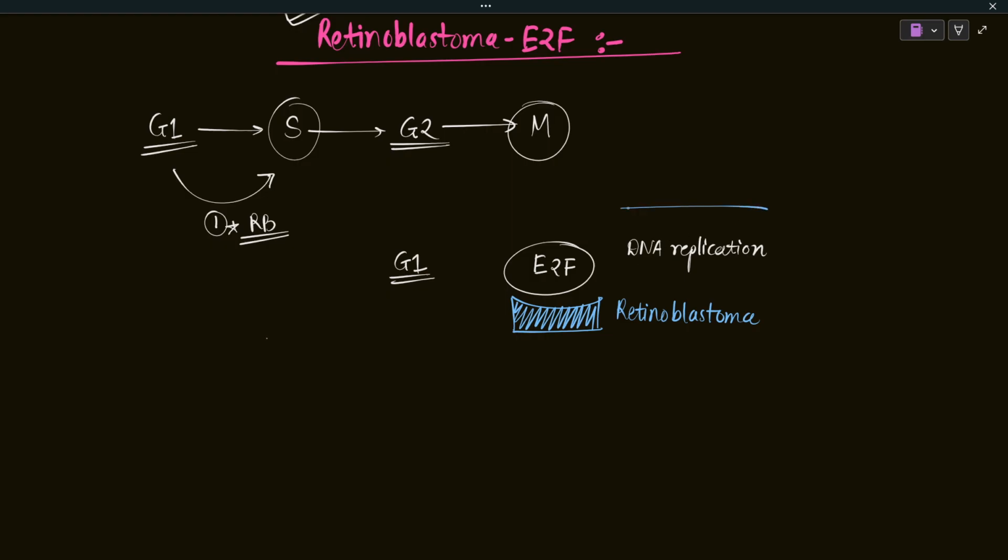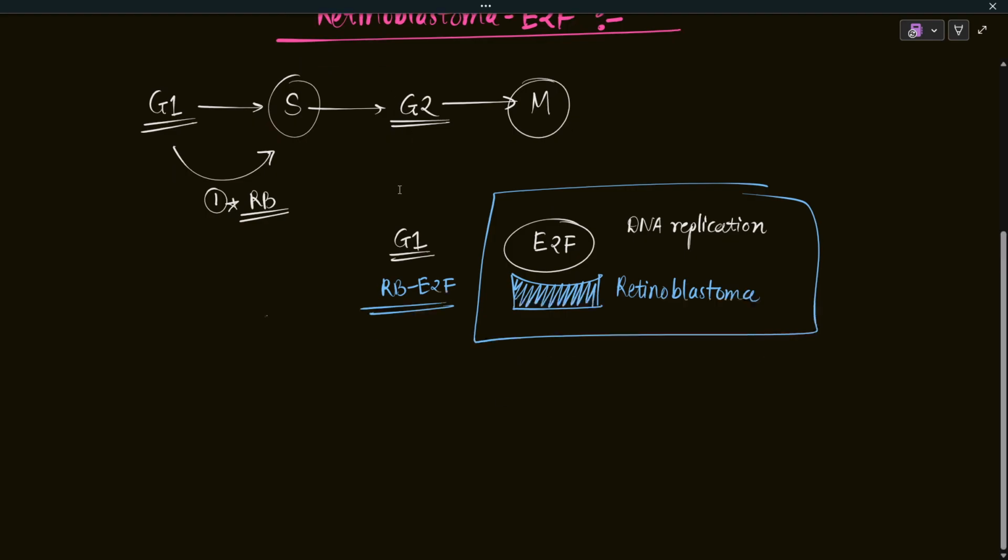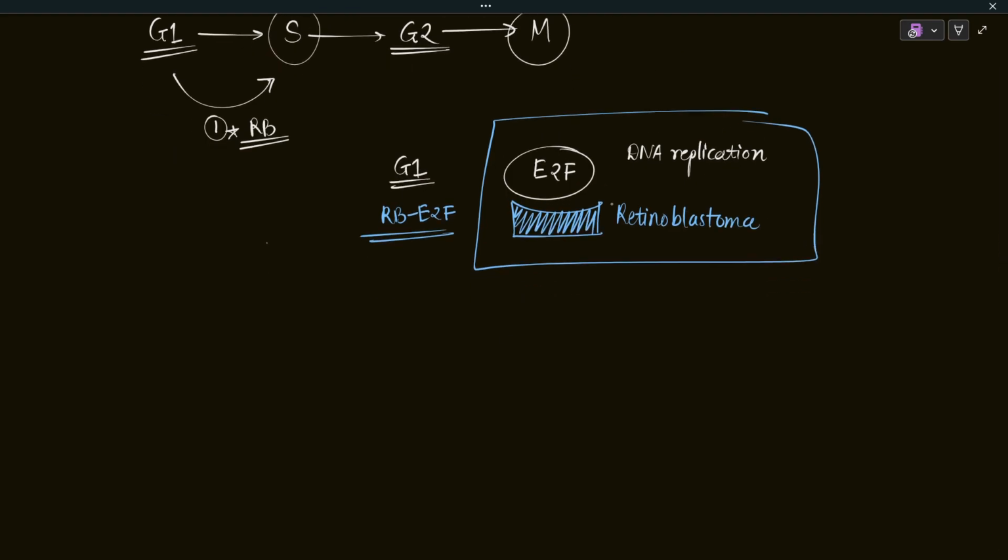Okay, so this complex, the RB and E2F complex, is present in the cell during the G1 phase. So what happens is that there will be certain mitogenic signals. There will be some growth factors which are going to signal that now the cell needs to undergo division. Okay, so now the cell is ready for undergoing the division. So now the cell should progress from G1 phase to S phase.